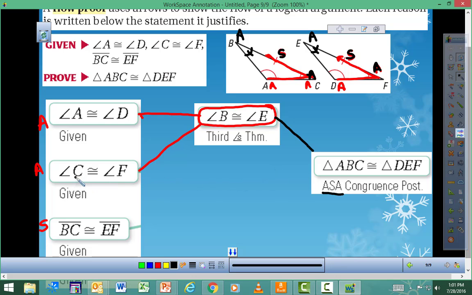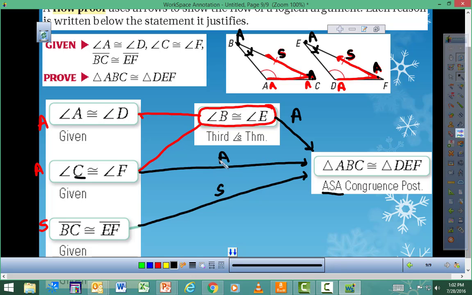So it looks like they're using this information, that's that angle there and this angle here. Angles B and E are this one and this one. And then they use this side. So we use this information, that information, and this information. This information gave us an angle, this one gave us the side, and this one gave us the angle.